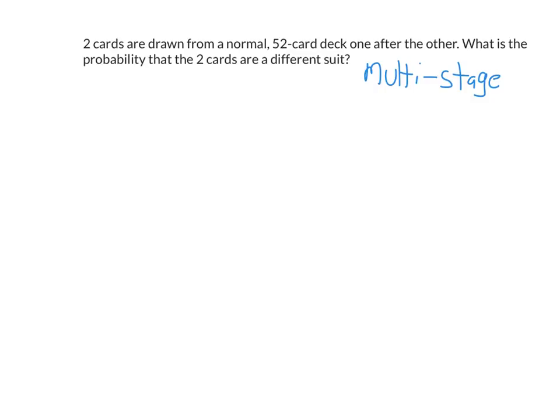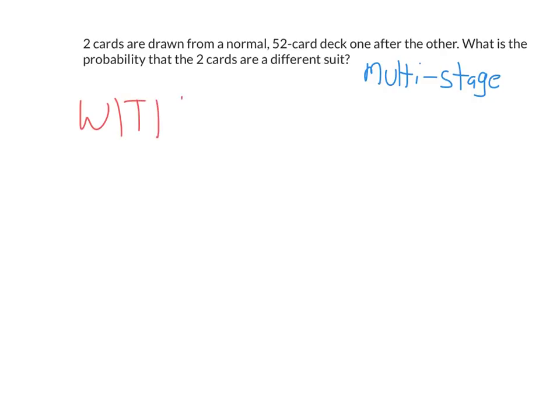So here we've drawn two cards, one after the other, from a normal 52 card deck, and we're going to find the probability that the two cards are a different suit. So you need to know in the question whether it's with replacement or without replacement. After I took the first card, did I put it back, and can I get it again or not? So that will change the question only slightly. It will just change a few probabilities in the tree diagram. So let's start with replacement.